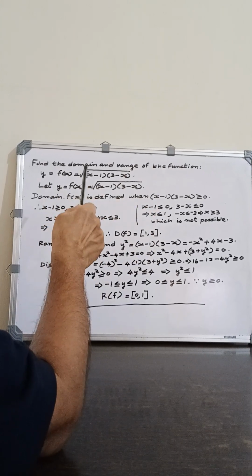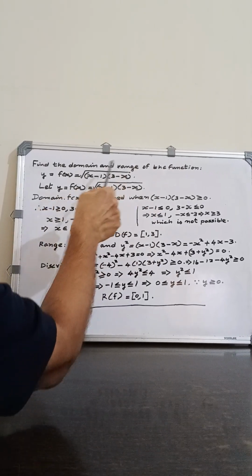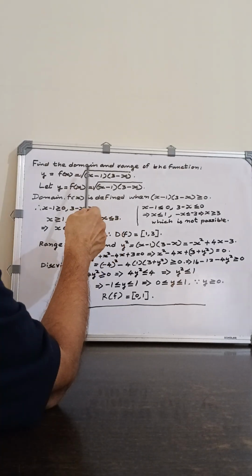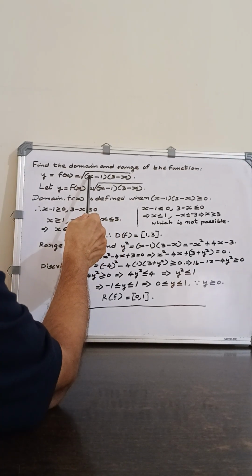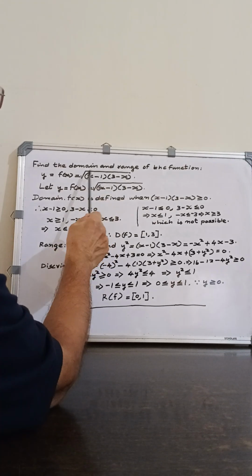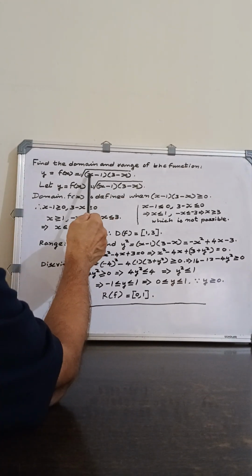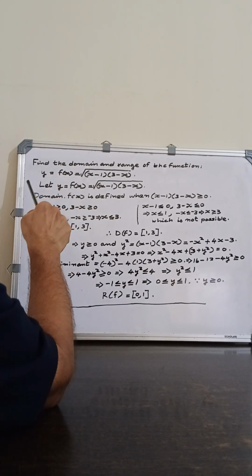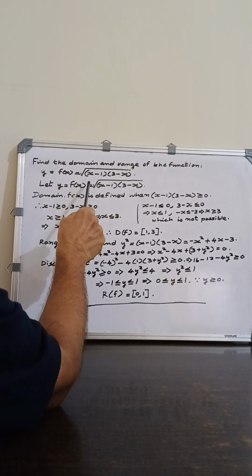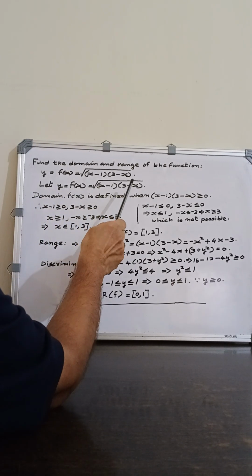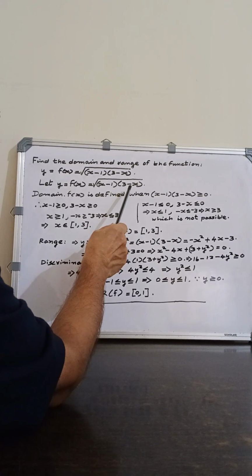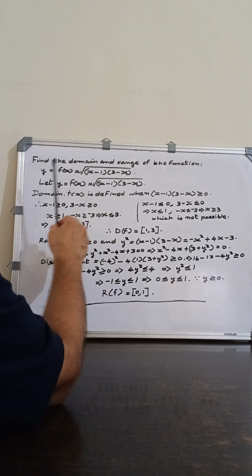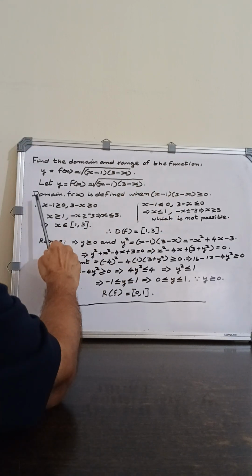y equals f of x equals root of (x minus 1) into (3 minus x). Here, in the radicand are two factors, x minus 1 and 3 minus x. Let y equals f of x equals root of (x minus 1) into (3 minus x). Here there are two factors under the radical sign, therefore we can consider one option, domain.